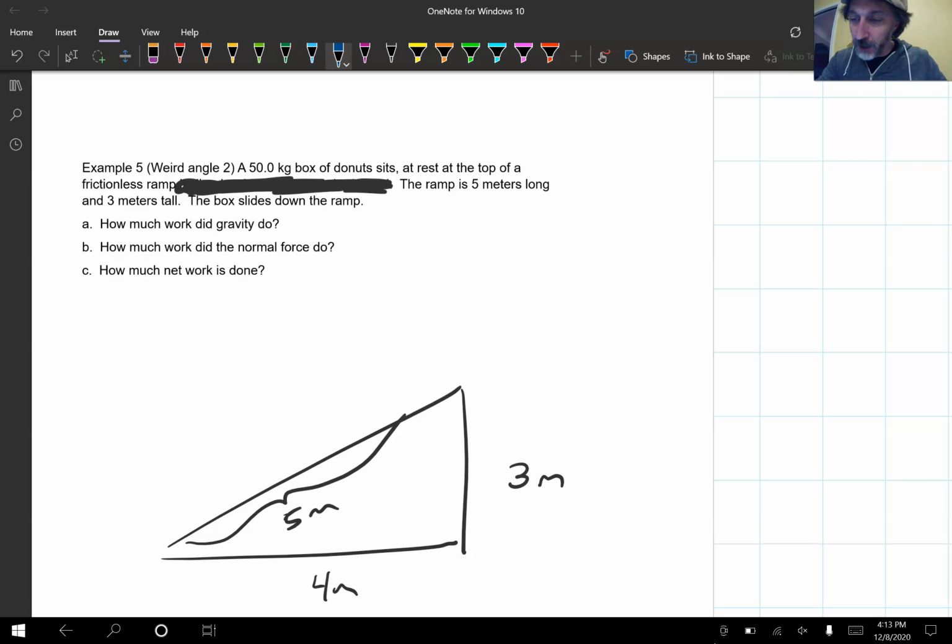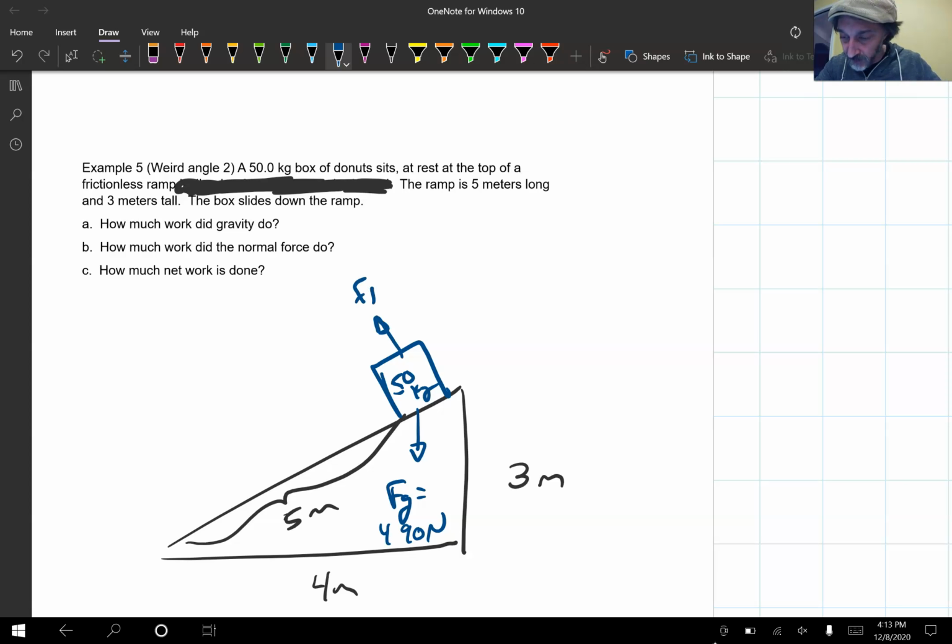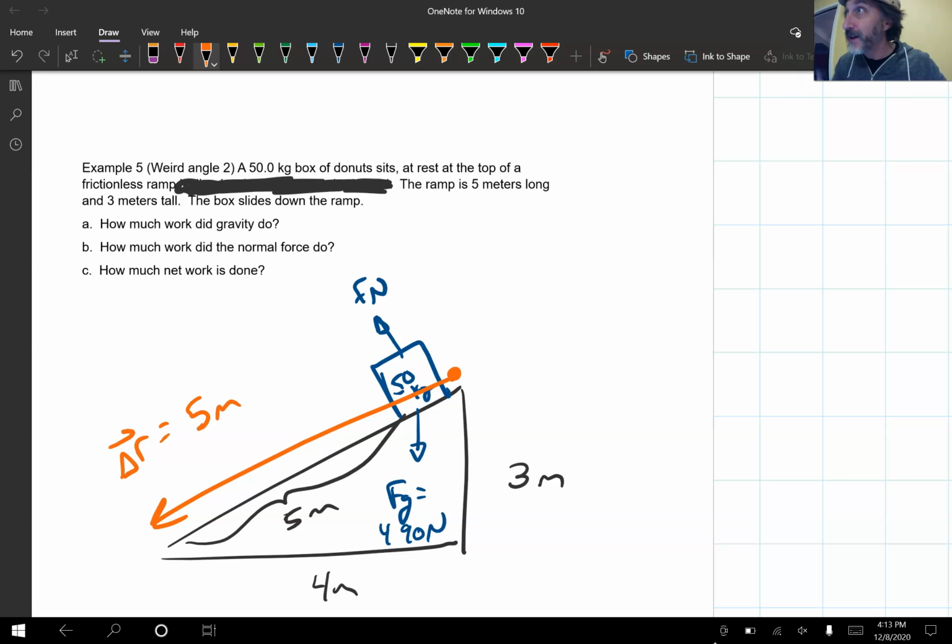All right, so let's make our drawing here. So we've got a 50 kilogram box. What forces act on it? Well, there's gravity. That's going to be 50 times 9.8, so that's 490 newtons down. And then there's going to be a normal force going this way. And then let's draw in our displacement vector. Our displacement vector is 5 meters this way.